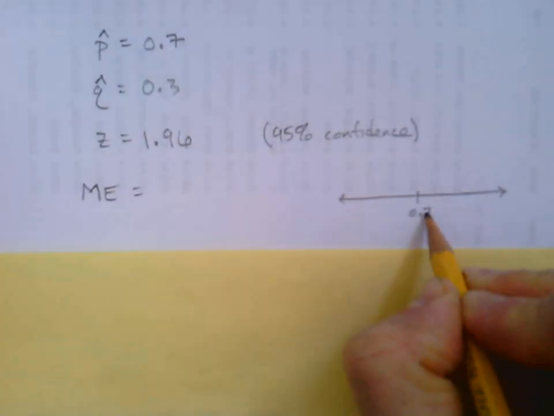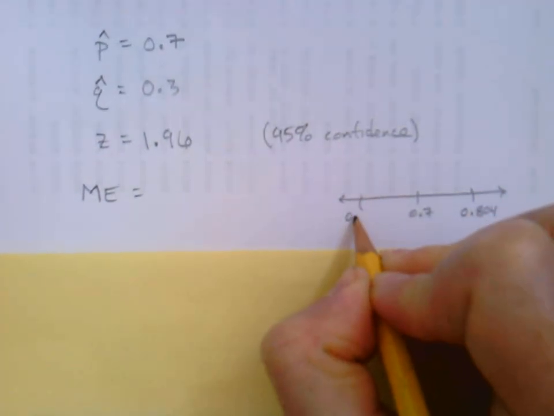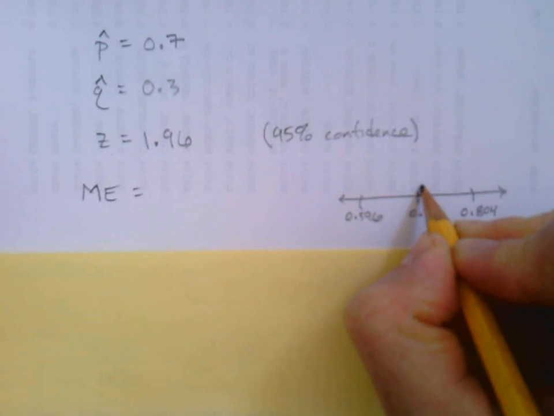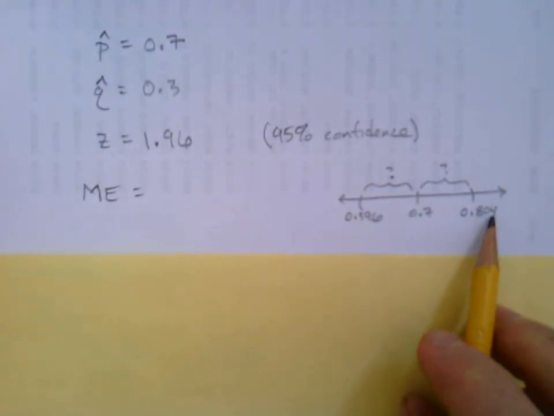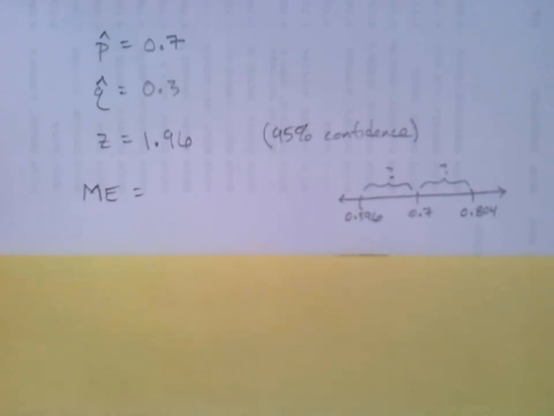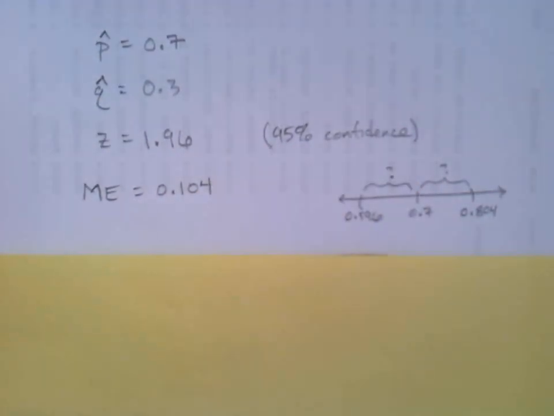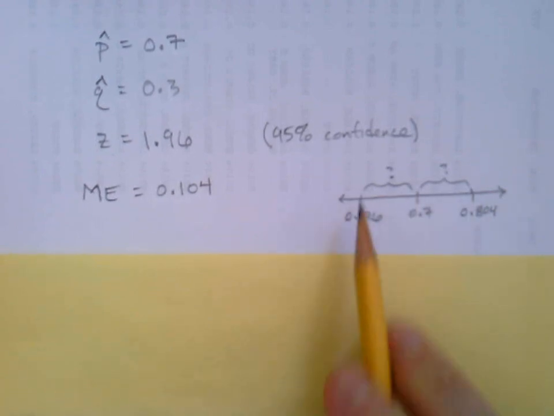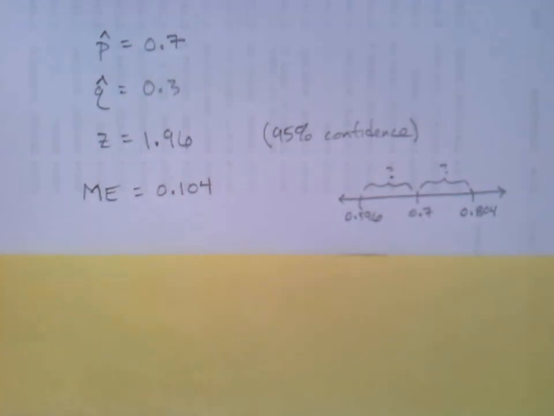So this is 0.7. This is 0.804. This is 0.596. How far is that? That's the margin of error. And if you subtract 0.804 minus 0.7, you'll get, well, I got to do it myself, 0.804 minus 0.7, 0.104. That's how far you are shifting in each direction. Or you could take 0.7 minus this smaller number, get the same thing, right? It's all symmetrical.